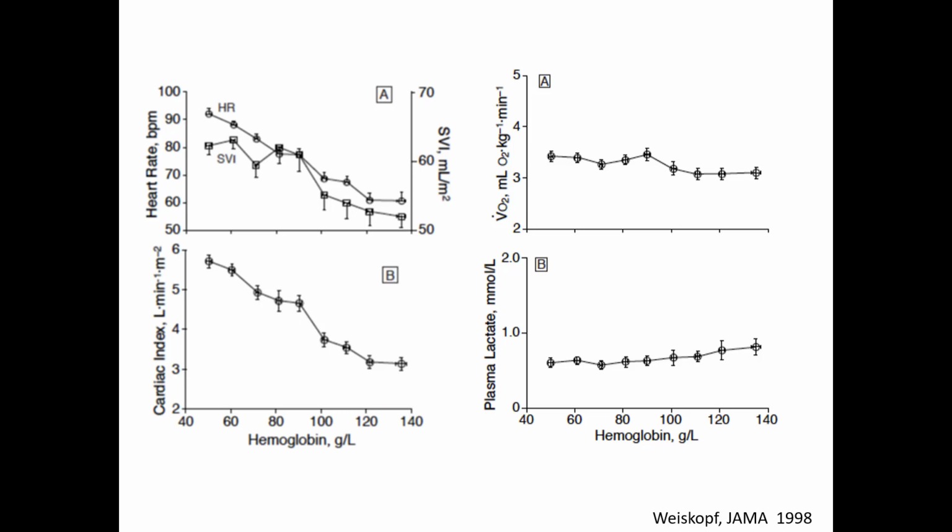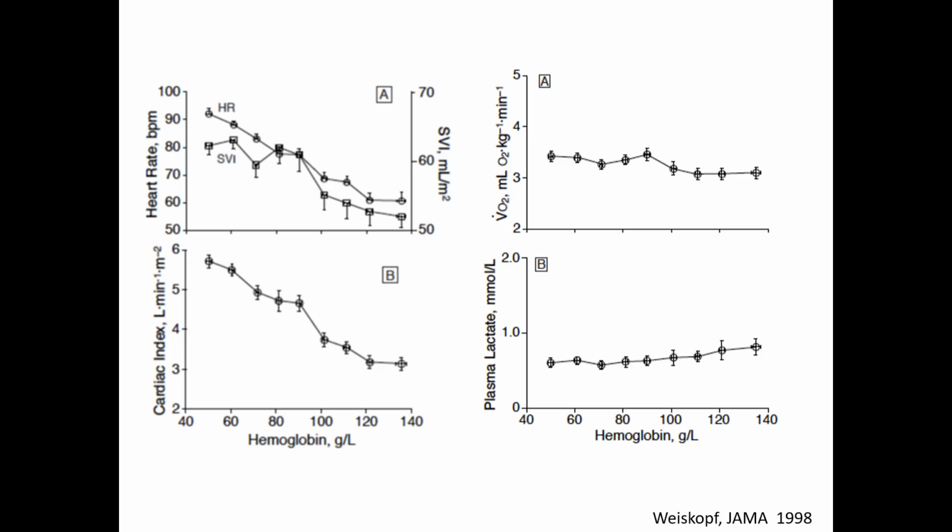And you can see as the hemoglobin drops in these healthy volunteers from a normal of 140 all the way down to 50, various physiological parameters change, and these are normal adaptive responses to anemia. On the top left, you'll see an increase in the heart rate as the patients become more anemic. And on the bottom left, you'll see an improvement in the cardiac index as patients become more anemic. And these are all common responses to bleeding or acute anemia.